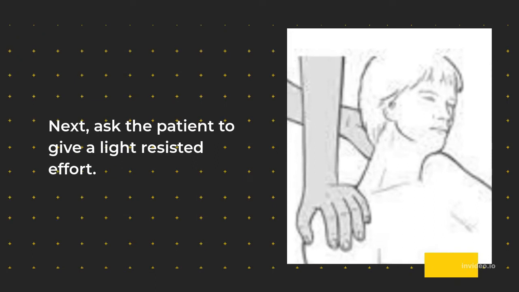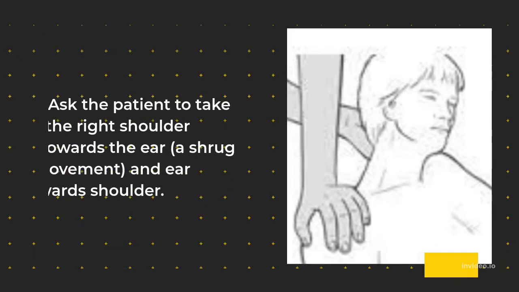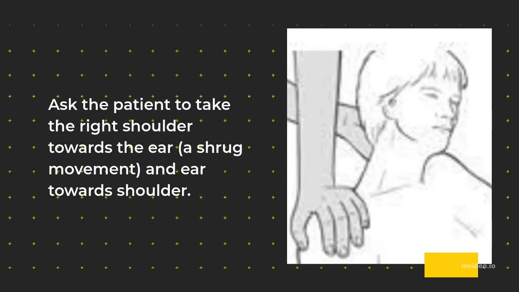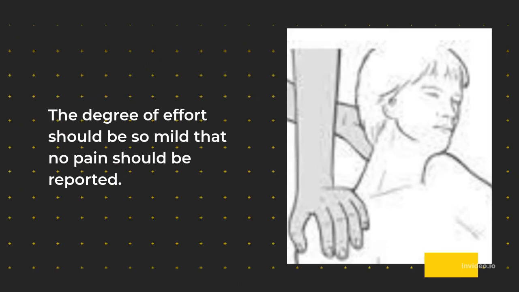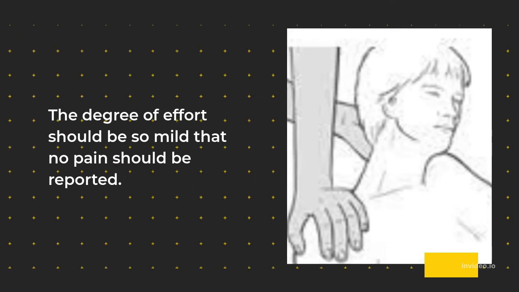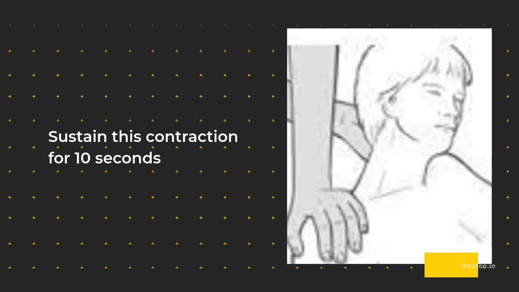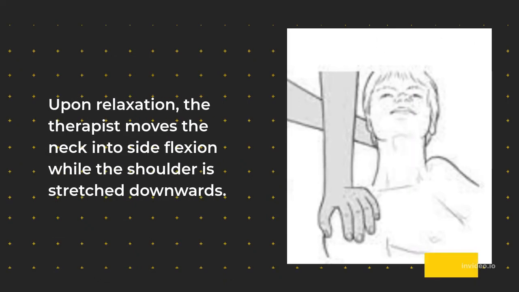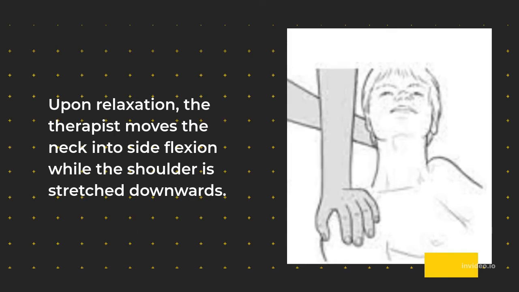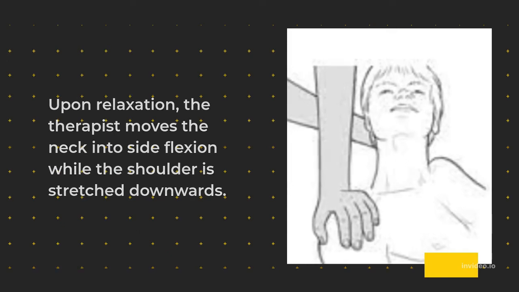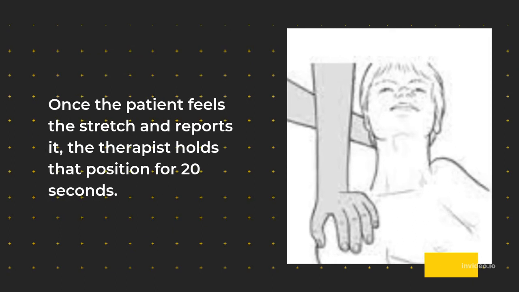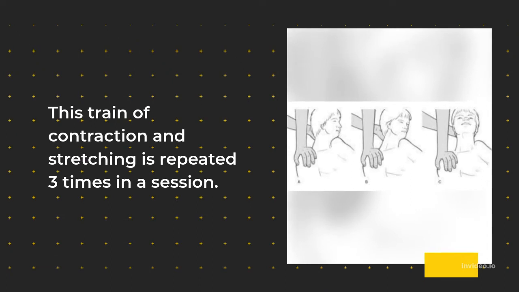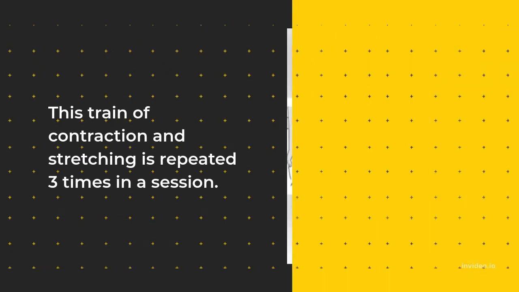Next, ask the patient to give a light resisted effort. Ask the patient to take the right shoulder towards the ear, a shrug movement, and ear towards shoulder. The degree of effort should be so mild that no pain should be reported. Sustain this contraction for 10 seconds. Upon relaxation, the therapist moves the neck into side flexion while the shoulder is stretched downwards. Once the patient feels the stretch and reports it, the therapist holds that position for 20 seconds. This train of contraction and stretching is repeated 3 times in a session.